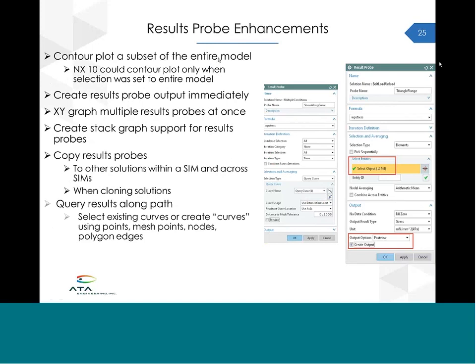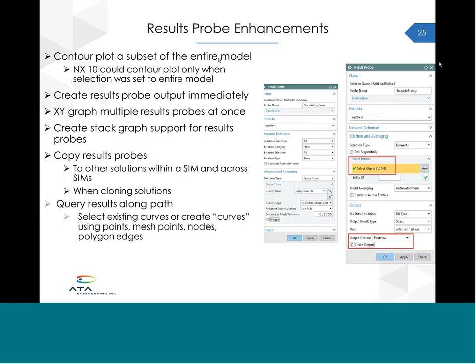So let me tell you about a couple of the result probe enhancements in detail. One feature is you can contour plot a subset of the entire model. So when you are using the result probe, you can show contours on just a single portion of the model, and you can use that feature using groups or geometry definitions. And so that's a handy way of showing contour results and geometry at the same time in the same view, for instance.